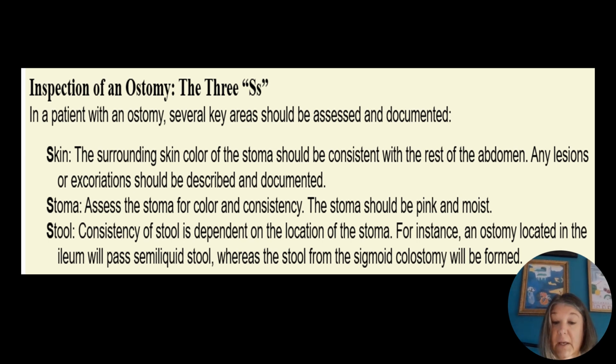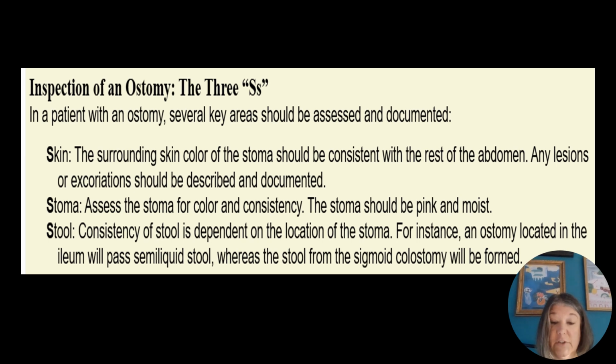It should be pink and moist. It's often described as beefy red. If you see fresh hamburger meat or a fresh steak, honestly, that's what a stoma should look like. If it starts to look purplish, dusky, gray, we are worried about oxygen not getting to that site, and that can go necrotic, right? That can die on us, and that's a big problem.